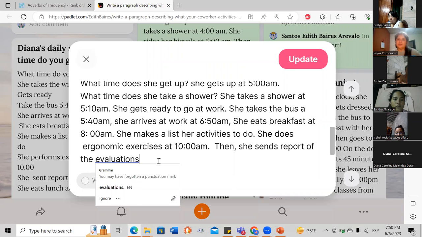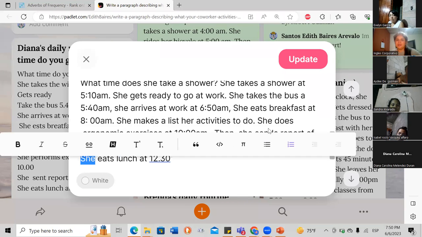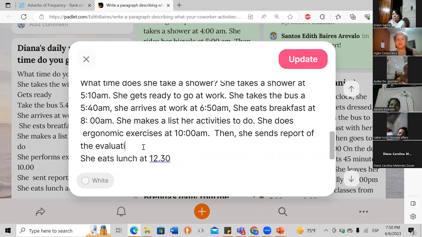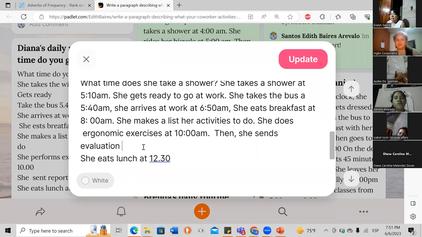Oh, okay. Evaluaciones. Yes. Okay, ya vamos a ver esa idea. Then she sends reports, evaluation reports. Okay. Then she sends evaluations report.